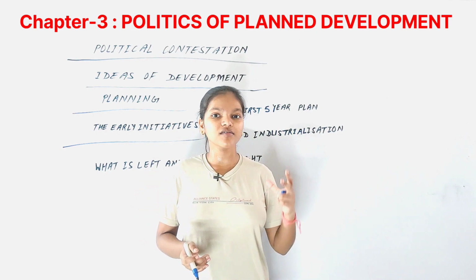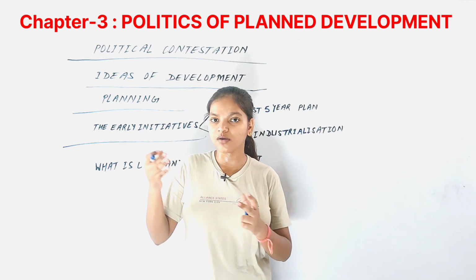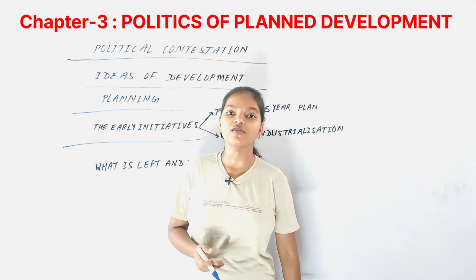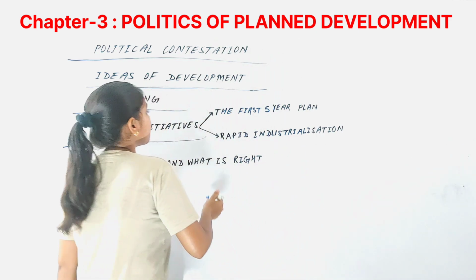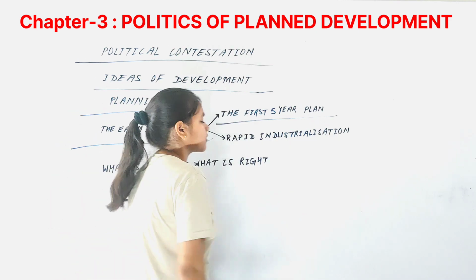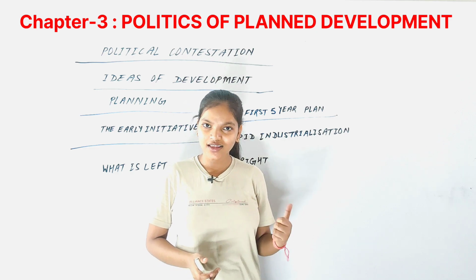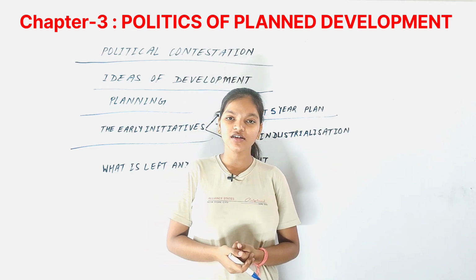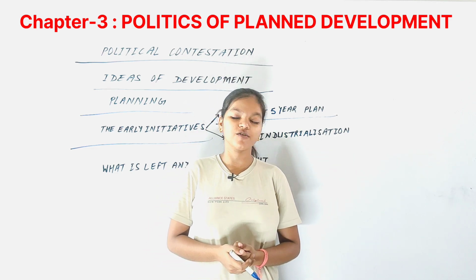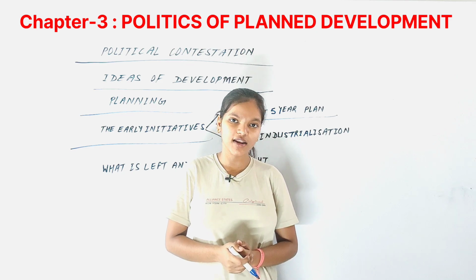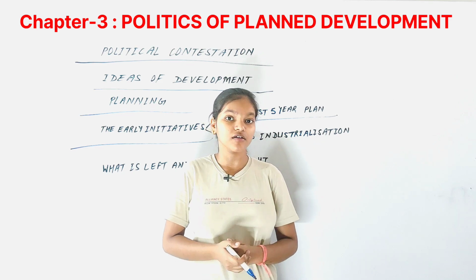So what were the first and second 5-year plans about? Let's study them with the next topic, which is the first 5-year plan. As I already said, the first 5-year plan was started in 1951. It was for the period of 1951 to 1956, for 5 years.